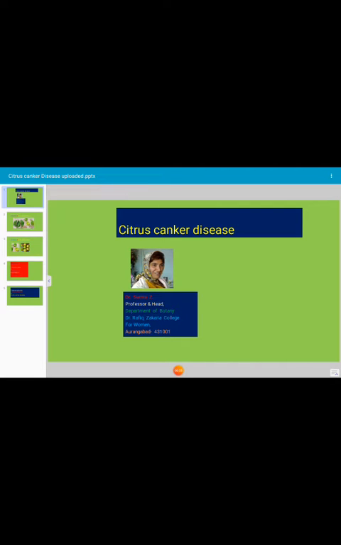Today's topic for discussion is plant pathology, and today's topic is citrus canker disease. Citrus is a very common fruit which is used every day in kitchens of India and abroad, and the citrus plant is affected by a bacterial disease known as citrus canker disease. Citrus canker is a bacterial disease, as I told you. It is cosmopolitan in occurrence, which means it occurs throughout the world where citrus is grown.